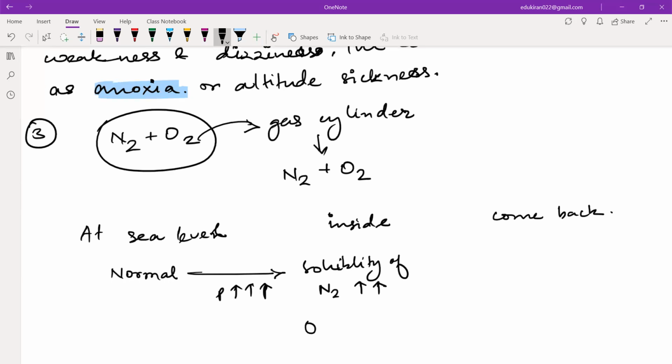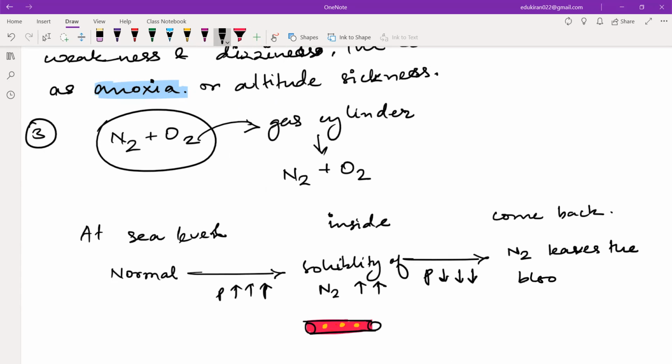Solubility of N2 increases. Now you have in the bloodstream nitrogen molecules. ठीक है, with the blood also you have nitrogen. Okay. Now what happens next? Now you are coming back, right? So जब आप वापस आएंगे तो क्या होगा? Pressure decrease होगा. Pressure decreases and N2 leaves the bloodstream. And if something leaves an occupied space, then what you will be getting? You will be getting a bubble. है ना? Vacuum create हो जाएगा. You will be having a vacuum inside the bloodstream. Okay, you have this bloodstream here, and in between you will be having some kind of vacuums like this.